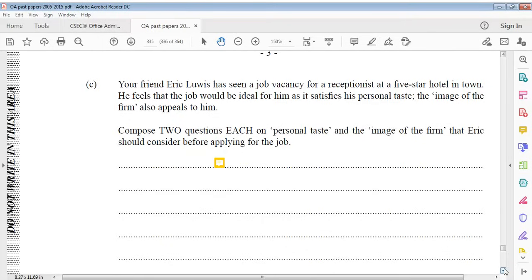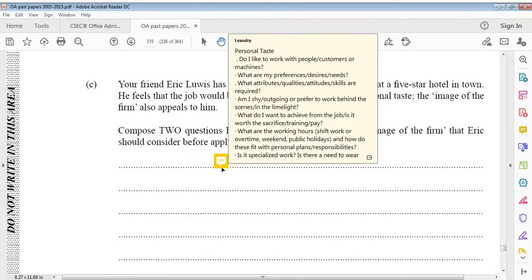Compose two questions, each on personal taste and the image of the firm that Eric should consider before applying for the job. So, what are two questions on personal taste and two for image of the firm? What are two questions that Eric should consider before? So, here we go. Personal taste.